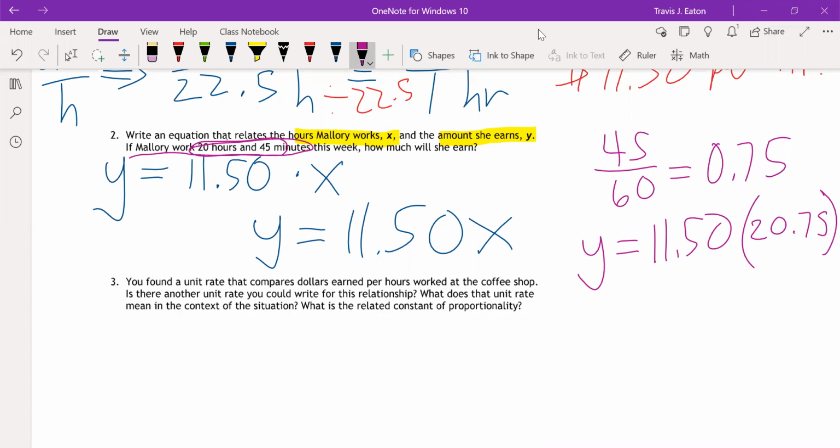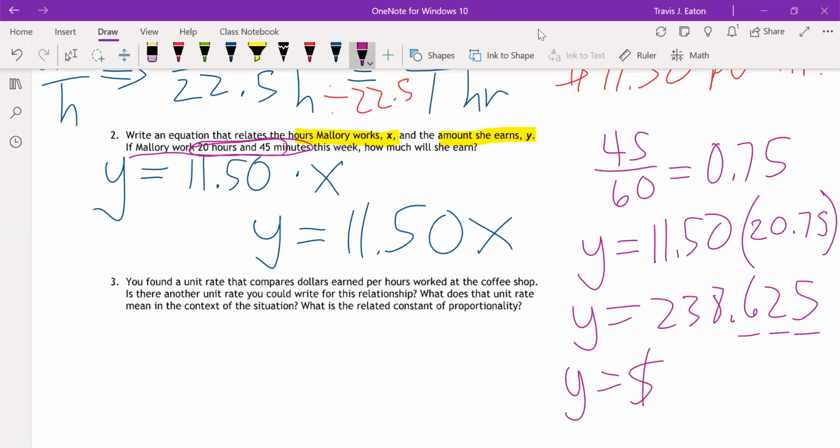Multiplied by 20 hours and 3/4 of an hour. All right. It tells us that Y is equal to 238.625. Well, there's a problem with that because Y is supposed to represent the amount of money that she makes, right? And we've got 3 places after the decimal here, and we can't if we're talking about money. So Y is going to be 238.